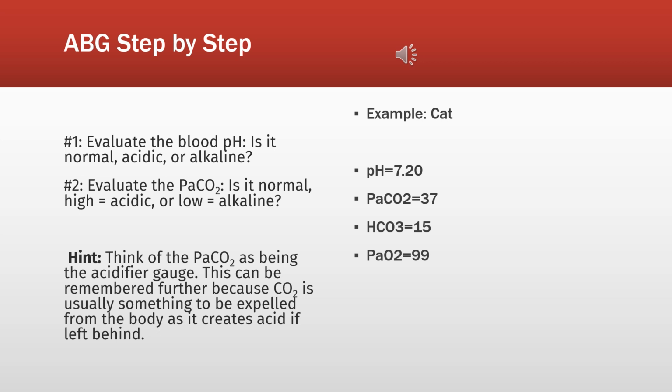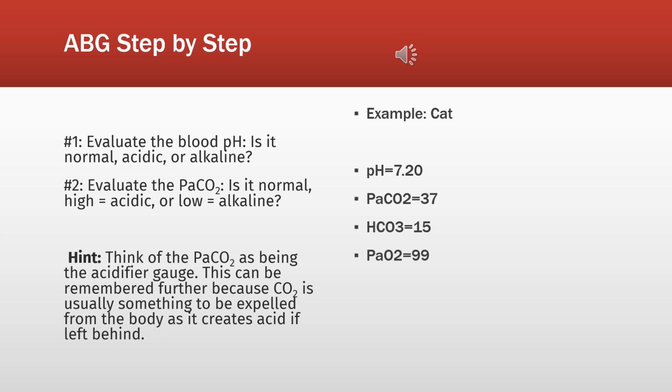So the interpretation of ABGs, or arterial blood gases, is a step-by-step process, and this is outlined in the notes and in the textbook. So we'll go through the step-by-step process. Step number 1 is to evaluate the blood pH. If it's normal, then you don't have to go any further. If it's acidic, you need to find out where that acid is coming from. And it's either coming from the respiratory system or the metabolic system. Same with alkaline. If it's alkaline, then it's either coming from the respiratory system or the metabolic system.